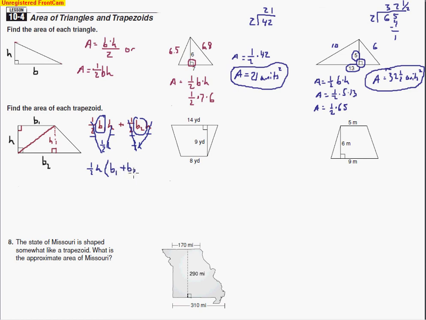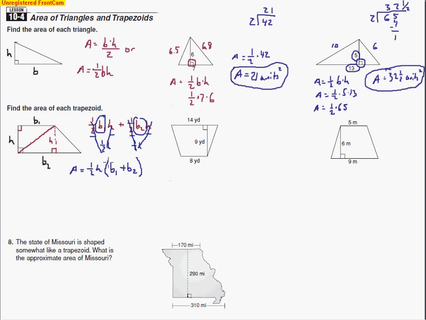And so that's the area formula for a trapezoid. It's basically two triangles with the same height. And so all we have to do, since they have the same height, and they're both being multiplied by 1/2, is add the two bases together, and then multiply that by the height, and divide it by 2, or multiply by 1/2, and that'll give us our answer.